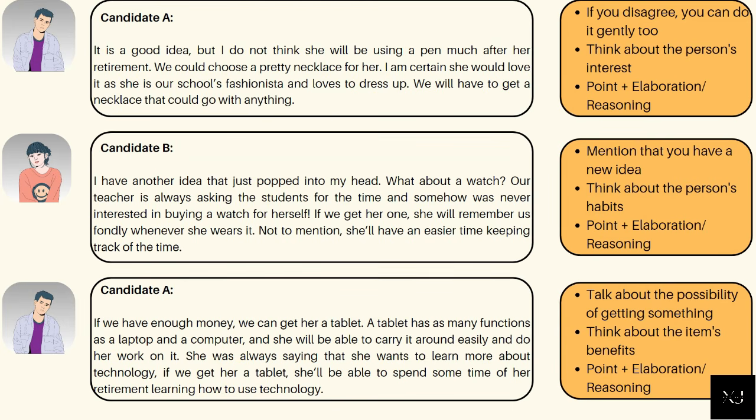And then candidate A also talked about the possibility of getting something else. He started off by saying that if we have enough money, which shows that he himself is not certain that they can get her a tablet, but he is suggesting it anyway because this is a discussion, right? Anything is possible.